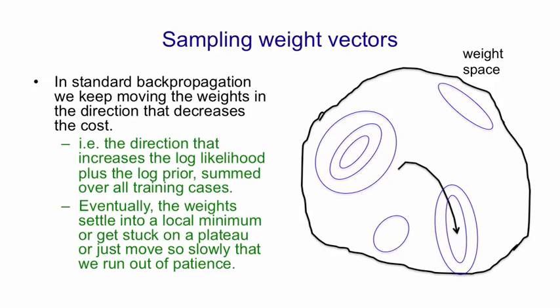Eventually, we'll either end up in a local minimum, or we'll get stuck on a plateau, or we'll just move so slowly that we run out of patience. But the main point of this picture is that we follow a path from an initial point to some final single point.